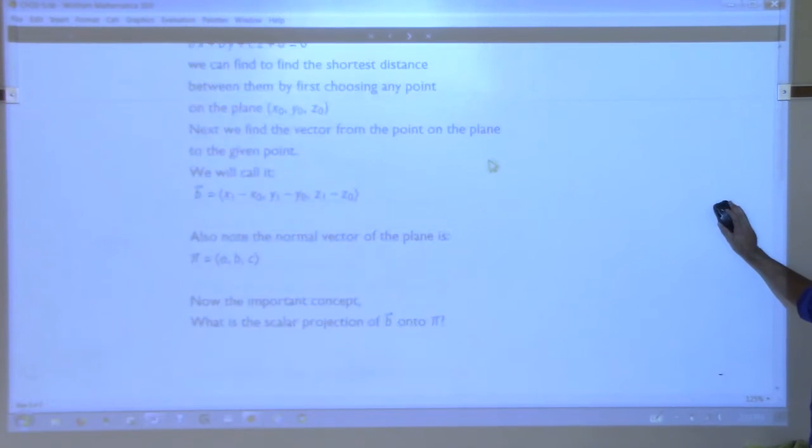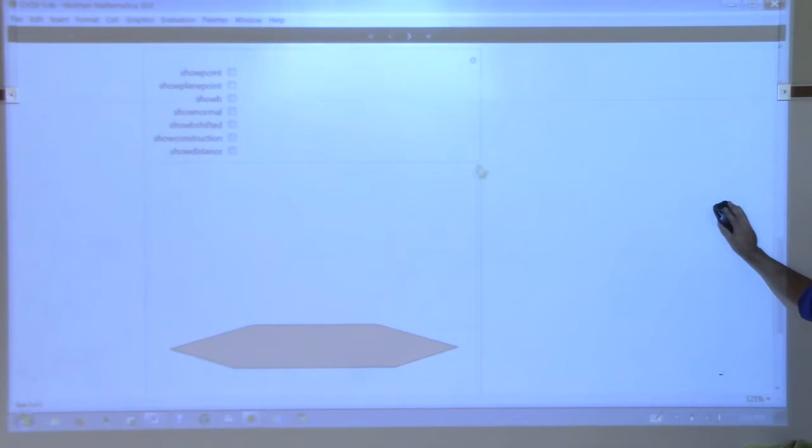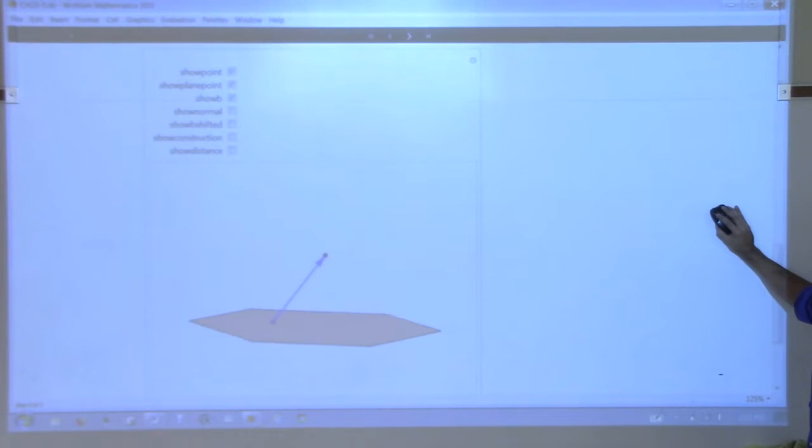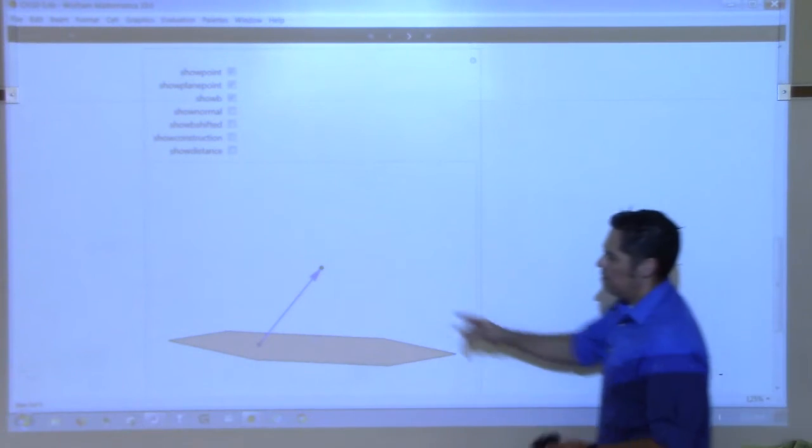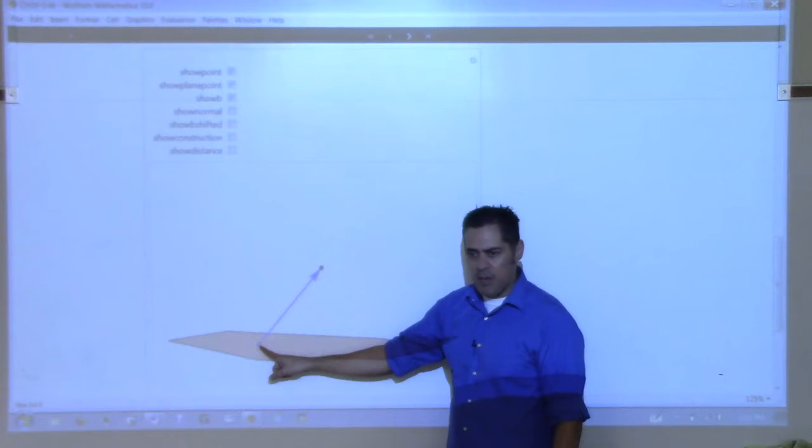And I showed this to you all the way at the beginning of this section, I think, on dot products. I said if I'm trying to find the shortest distance between some arbitrary point and some plane, the first thing I do is pick a point on the plane, any point, and then I draw a vector that goes from the point on the plane up to the point. This is the point that was given to us. This is the point I picked, right?